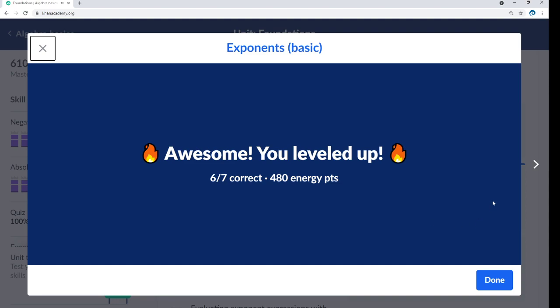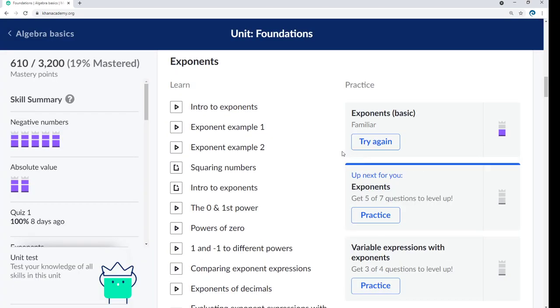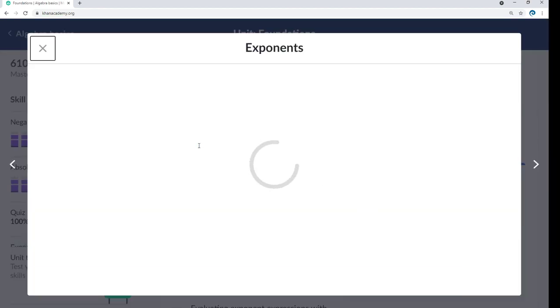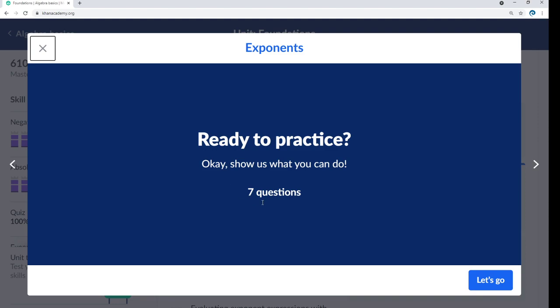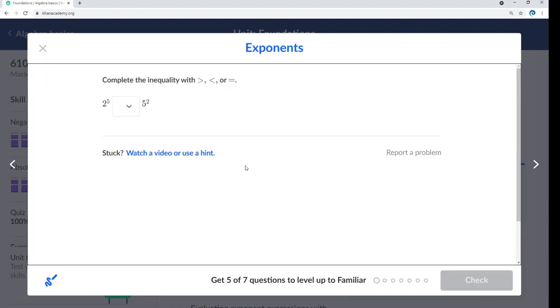So I got 6 out of 7 correct, which I'm not exactly happy about, but I'll take it because it's gonna get harder from here. Because now it's no more easy exponents, no more exponent 0. This is the real exponents here. I need 5 out of 7 questions to move on. Oh, these are practice, I guess.